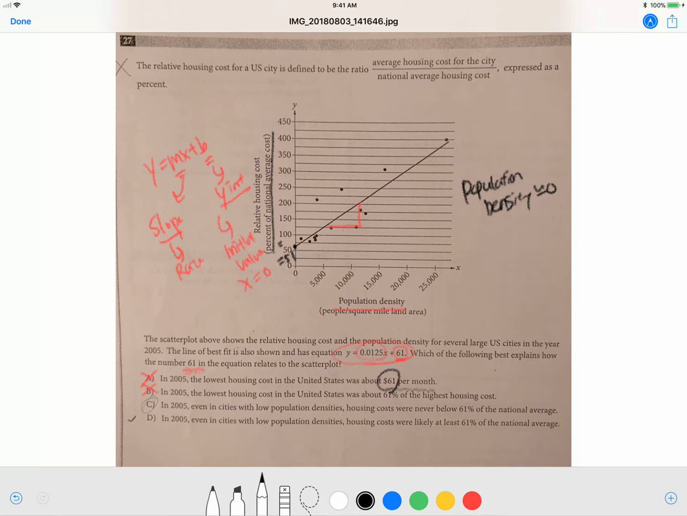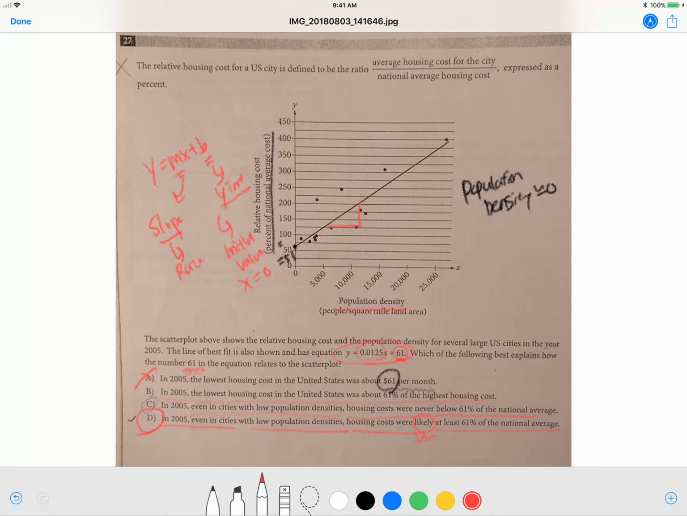And B says in 2005, the lowest housing cost in the United States was about 61% of the highest housing cost. Well, actually, this one I think I should kind of erase it. B could potentially be the answer, but I've got to read more. Okay, so let's go to C. In 2005, in cities with low population densities, housing costs were never below 61% of the national average. And D says in 2005, even in cities with low population densities, housing costs were likely at least 61% of the national average.